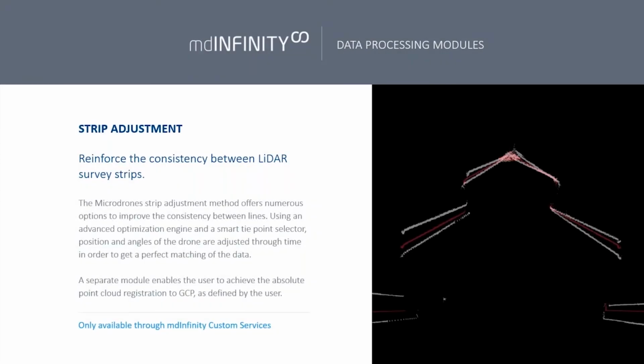Strip adjustment is all about consistency between flight lines and the data you collect in them. So if you have a LiDAR mapping tool, it helps you to optimize the measured position and the angles between the strips and get a better matching of the data. At the moment, it's available through our custom service in mdInfinity.